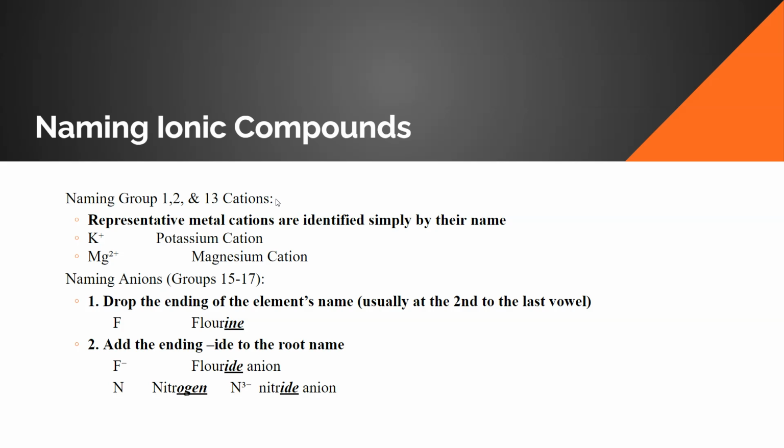With the anions of the representative nonmetals in groups 15 through 17, the suffix of their name changes to -ide. So you take the root of the element's name and add -ide on the end, usually at the second to the last vowel in the element's name. So fluorine becomes fluoride when it ionizes. Nitrogen becomes nitride. Sulfur becomes sulfide. Phosphorus becomes phosphide. So on and so forth.